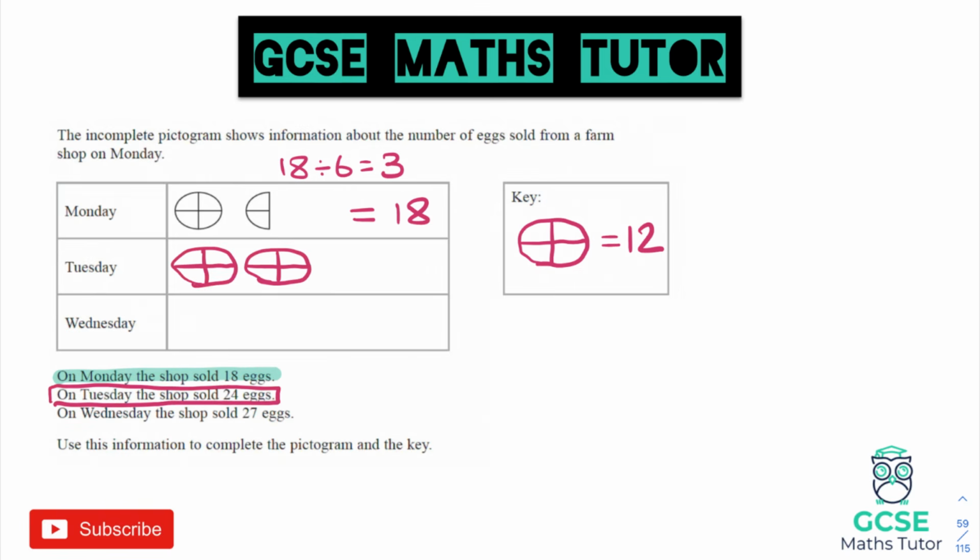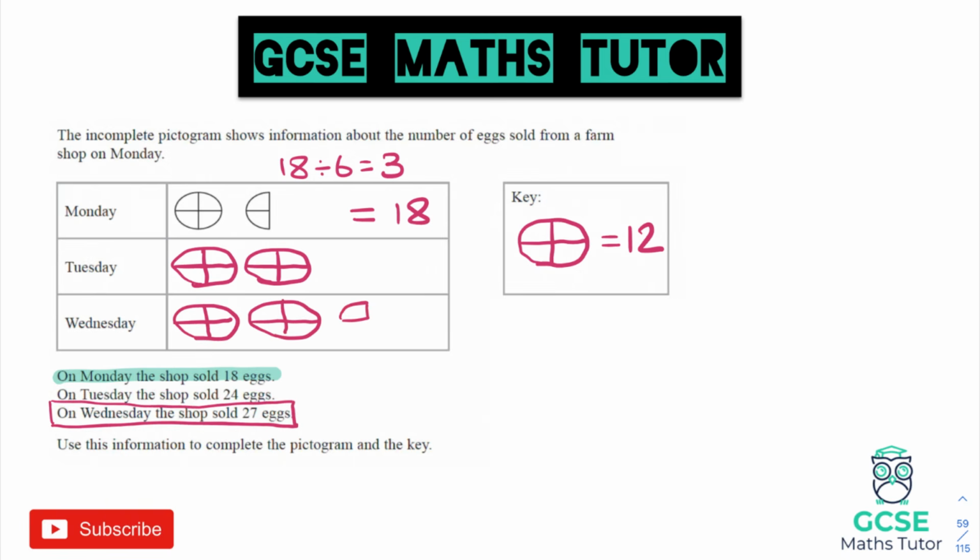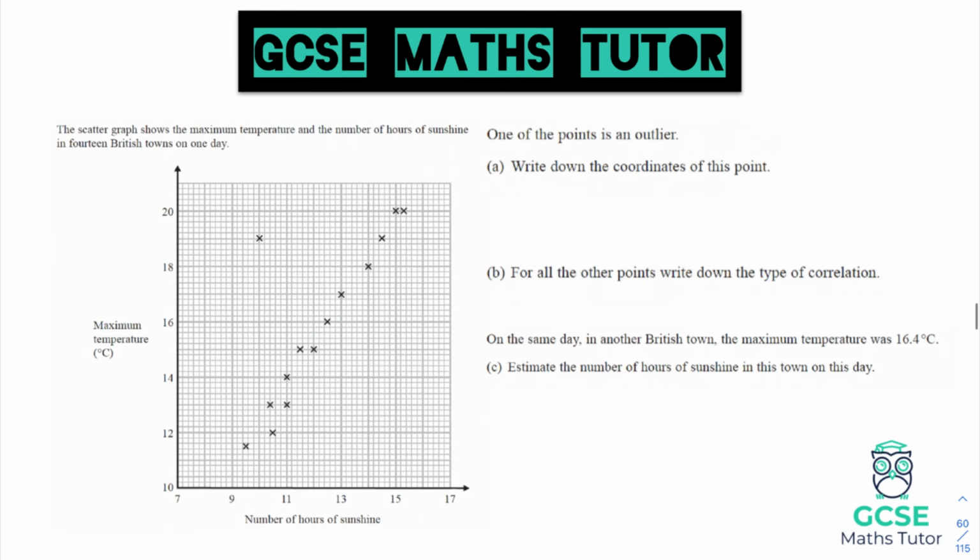So for 24 eggs we would need 2 of those pictures, and for 27 eggs we would need a couple of them, and then part of our picture. So just make sure you break it down and use the key appropriately to make sure that you read your pictogram properly.